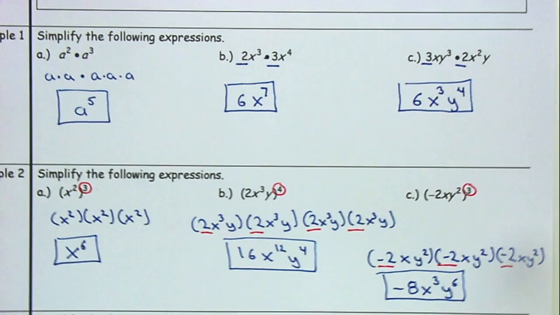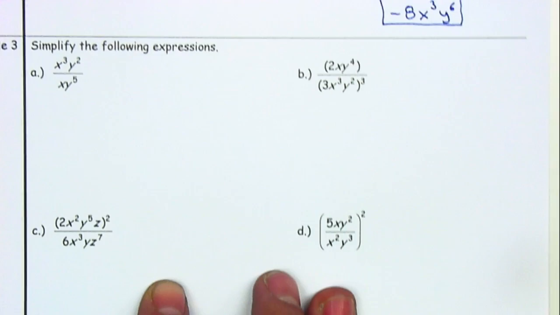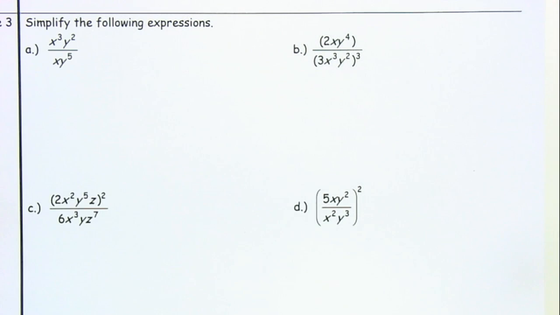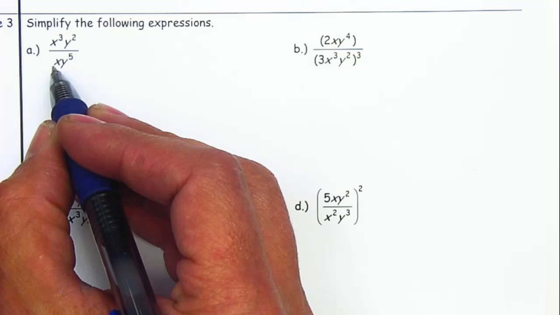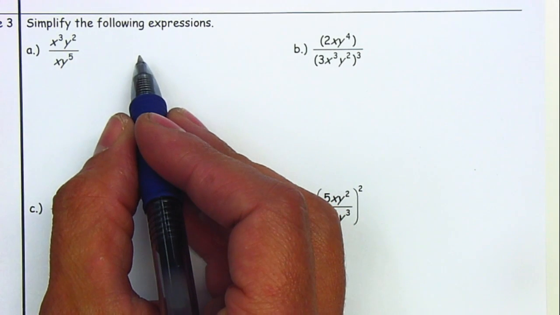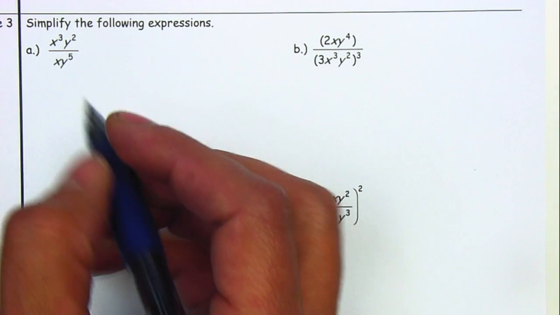On example number 3, we have a division. We're going to be dividing. When we divide exponents, we basically are going to cancel. I'm not going to expand the first one. You're not going to have to expand it every single time. But I'm going to expand the first one so that way I can show you guys the process.